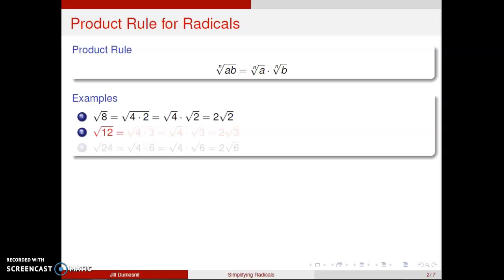The square root of 12 can be written as the square root of 4 times 3. The product rule says that's the square root of 4 times the square root of 3, which equals 2 times the square root of 3. Similarly, the square root of 24 is the square root of 4 times 6. Using the product rule, we get the square root of 4 times the square root of 6, or 2 square roots of 6.